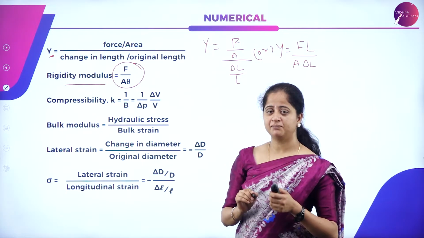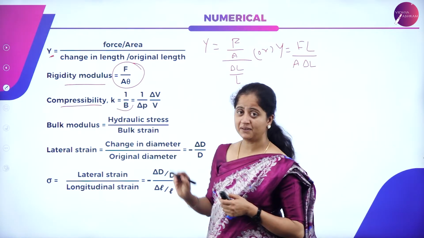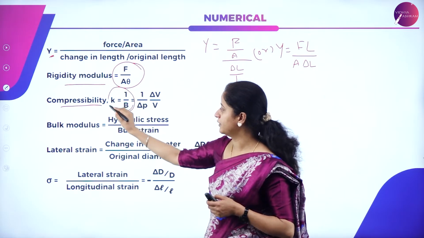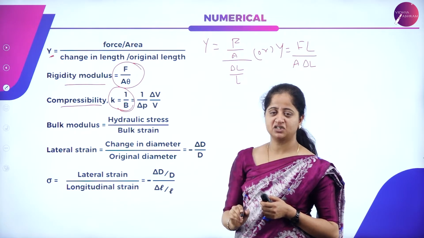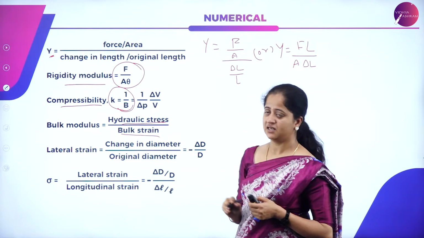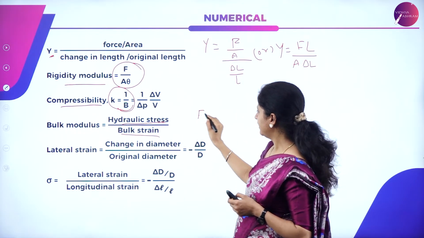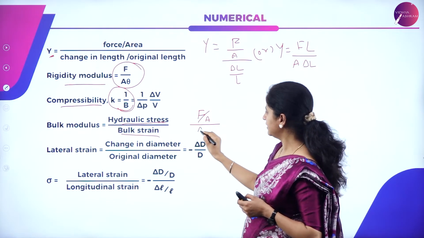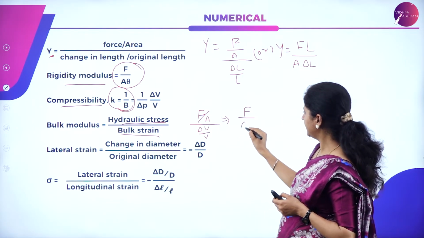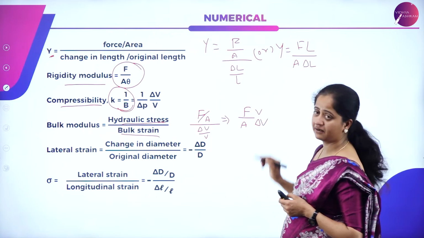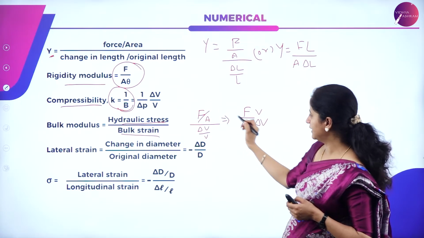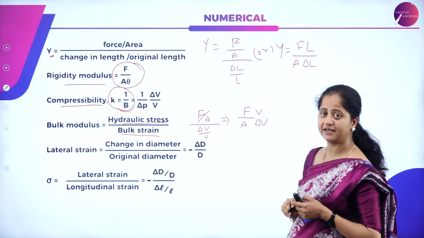And next we discussed the bulk modulus and also compressibility. Compressibility is denoted by the letter K, which is nothing but the reciprocal of bulk modulus. So to find compressibility, we must know what bulk modulus is. Bulk modulus is equal to hydraulic stress to bulk strain. So what is hydraulic stress? It is again F by A, and bulk strain is nothing but delta V by V. Or we can write it as F by A into V divided by delta V.